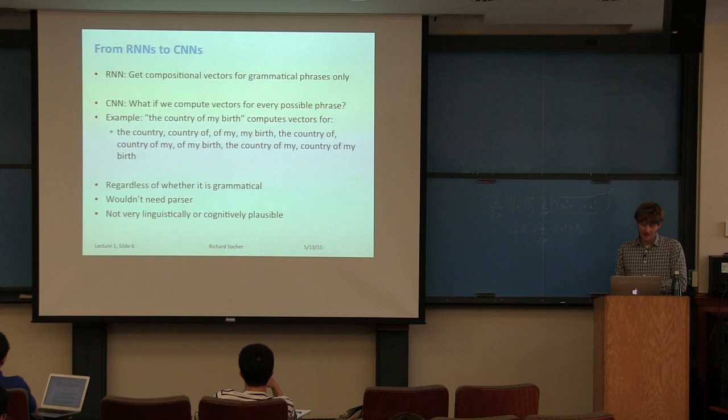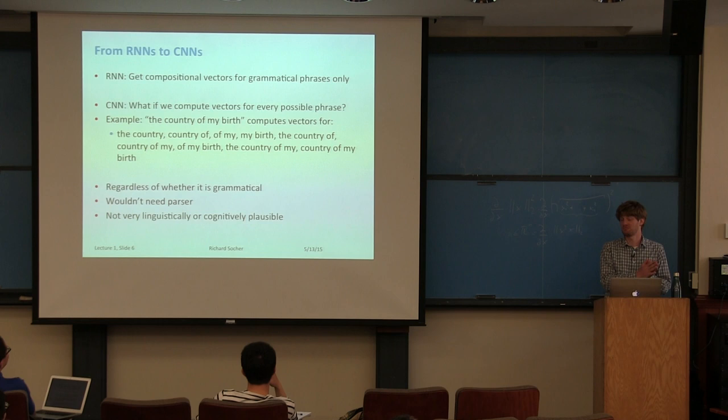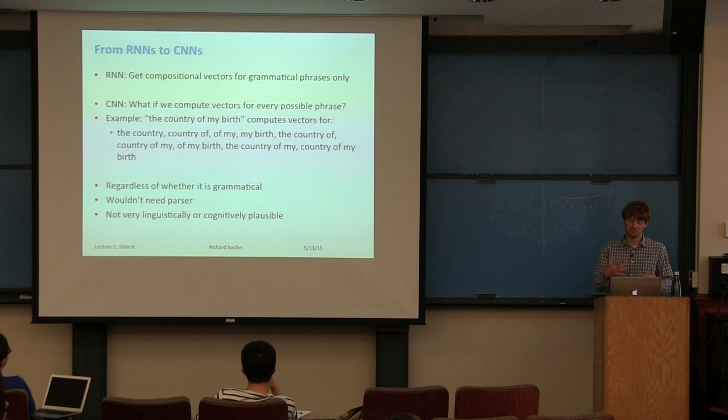In the convolutional neural networks, one of the overarching ideas is, well, compositional vectors are good, but if we don't want to require a parse tree, why don't we just compute vectors for every single possible phrase? So if we have "the country of my birth", why not just compute a vector for "the country", "country of", "of my birth", "the country of my birth", "the country of my", and "country of my birth"? Right. So then, if we just computed all of those phrases and vector representations for all of them, then we wouldn't need to, you know, parse initially.